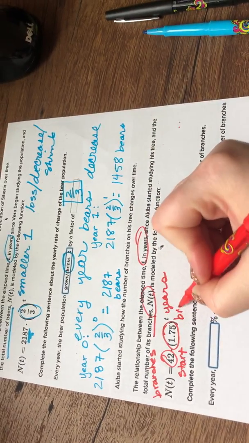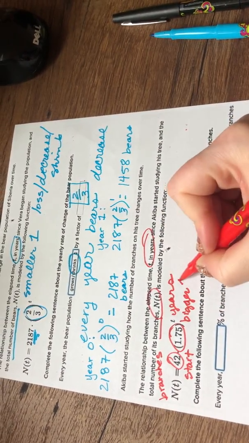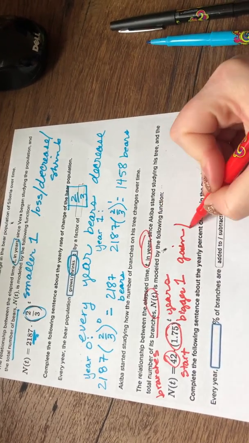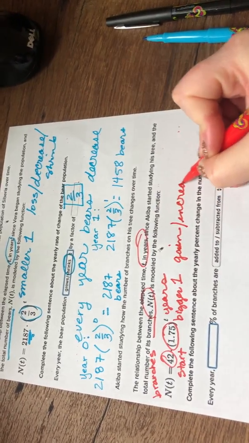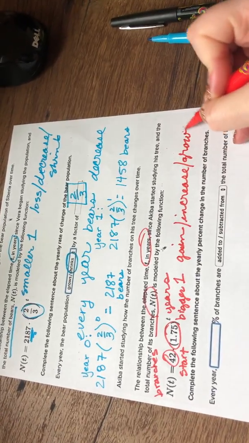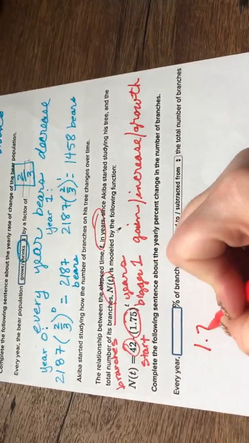1.75 is bigger than 1. Barney, shush. So that means we have a gain or an increase or a growth. Barney, shh. He's jealous.